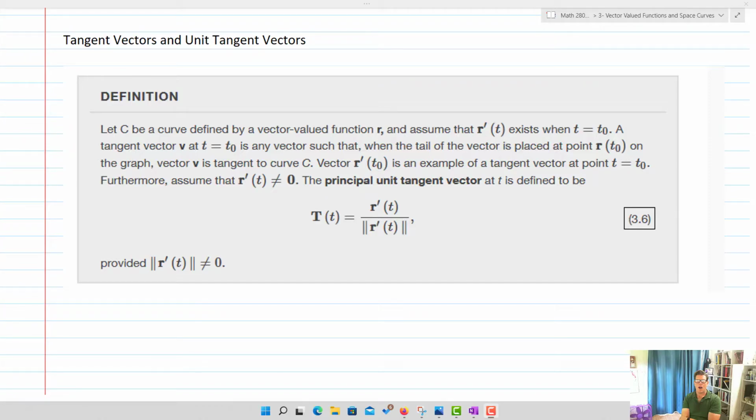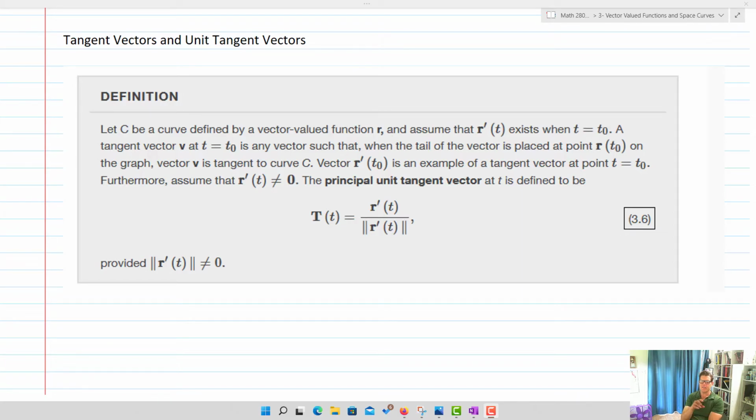And that's actually going to be the important piece that we're going to get here about tangent vectors. We'll find them, no problem. The big idea here is that a tangent vector and then a unit tangent vector, which we'll talk about in a second, are going to be in the direction of the curve at whatever point we're looking at. All right, so here's our definition that we're going to be utilizing here. Let C be a curve defined by the vector valued function r, and then we're going to assume that r prime of t exists when t equals t naught.